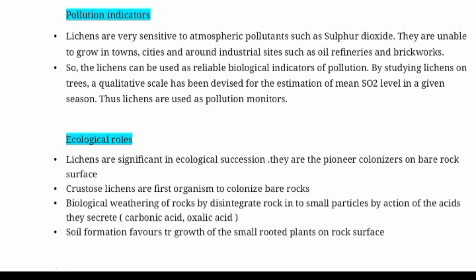Ecological roles. Lichens are significant in ecological succession. They are pioneer colonizers on bare rock surfaces. Crustose lichens are the first organisms to colonize bare rocks. Biological weathering of rocks: they disintegrate rock into small particles by the action of acids. They secrete carbonic acid and oxalic acid. Soil formation favors the growth of small rooted plants on the rock surface.